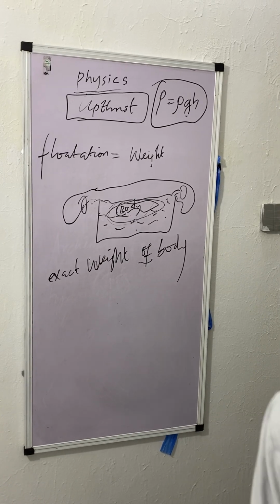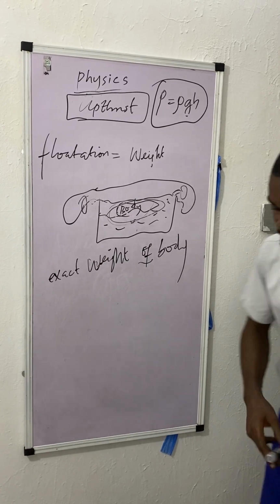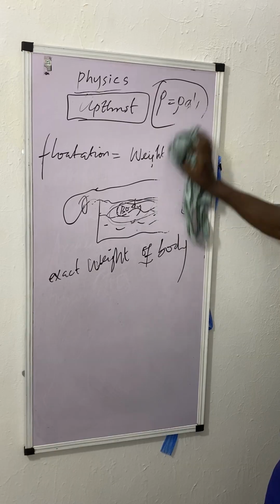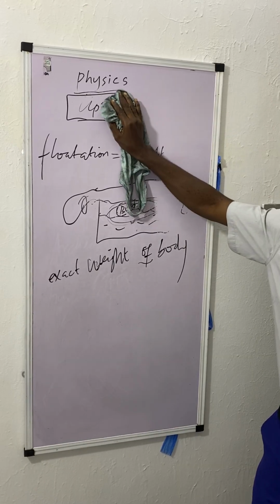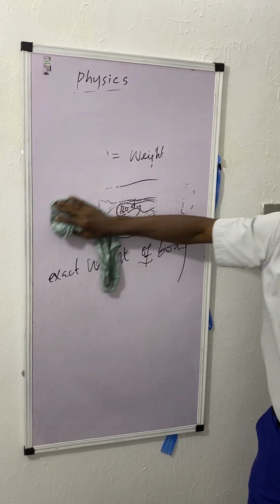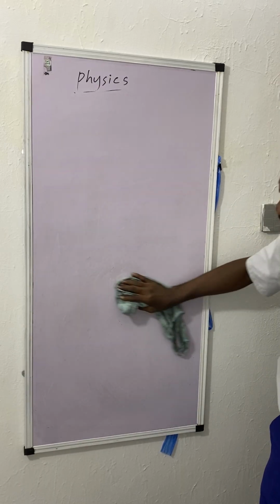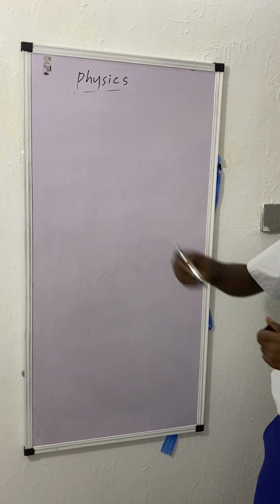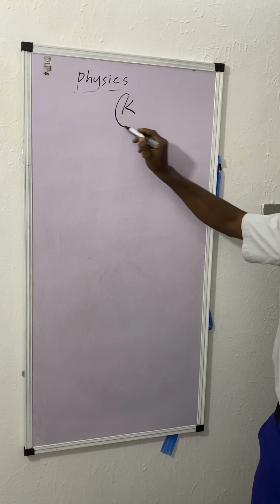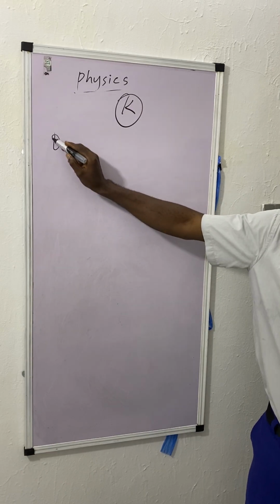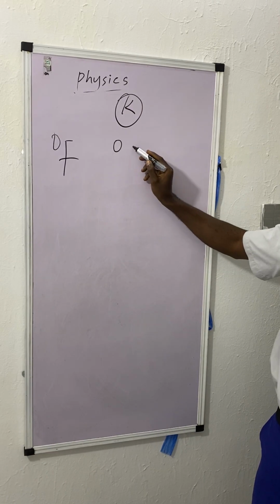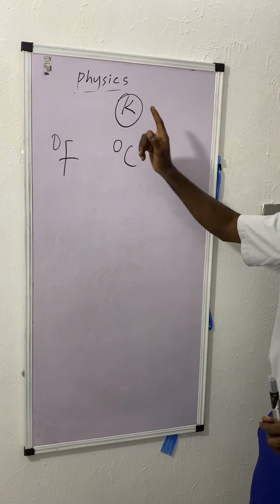Temperature is the degree of hotness or coldness of a body. The degree of hotness or coldness of a body is known as temperature. And temperature is measured in Kelvin. That's the standard. It can also be measured in degree Fahrenheit. It can also be measured in degree Celsius. But this is the standard, Kelvin.